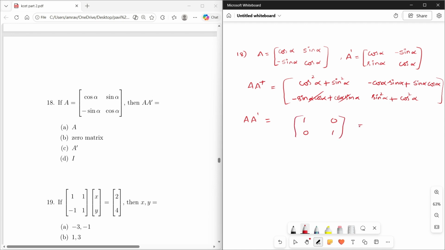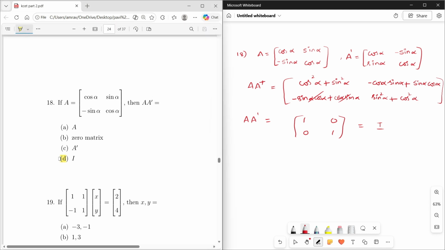So then what is the answer? It is the identity matrix. Option D is the right answer. Identity matrix, option D is the correct answer. So moving on to the next question.